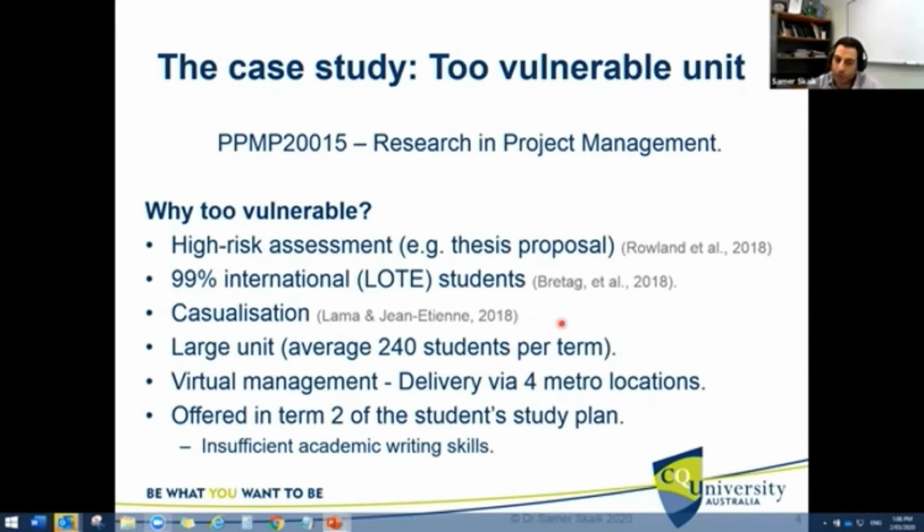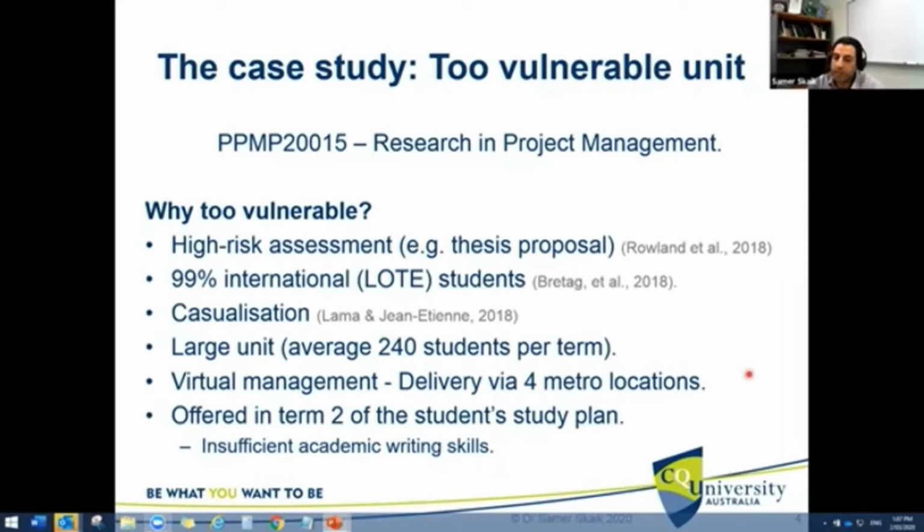Also, casualization of academic staff is one of the areas under a lot of investigation in our current practices. There is a lot of work regarding the effect of casualization on the academic integrity of students, and our business model actually relies a lot on casual staff. The unit is a large unit. On average, we get 240 students per term, and the unit coordinator has to manage everything virtually because we deliver the unit over 4 campuses.